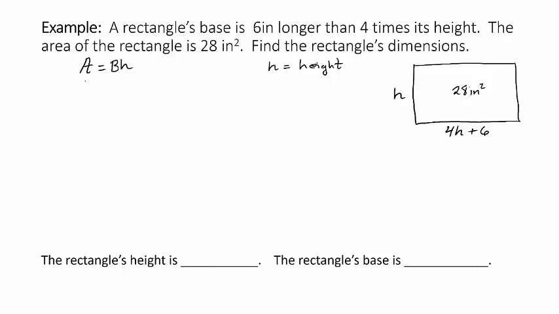Now, we know that the total area is 28 inches squared, and we know that if we multiply the length times the width, or the base times the height, we'll get that 28 inches squared. So I'm going to multiply h times the quantity 4h plus 6 and set that equal to 28. Okay, now can we solve that for h? Well, let's try. We're going to have 4h squared plus 6h equal to 28.